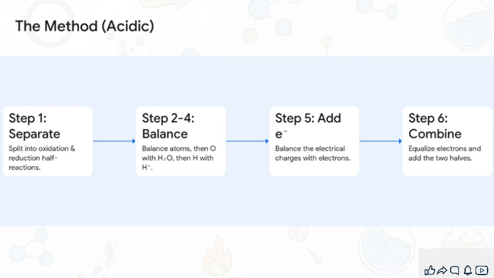First, balance the main atoms, anything that isn't oxygen or hydrogen. Then, you balance the oxygens by adding water molecules. After that, you balance the hydrogens by adding hydrogen ions. And the very last piece of the puzzle, before you put it all back together, is to add electrons to balance out the charge on each side. It's a process, but it works every time.